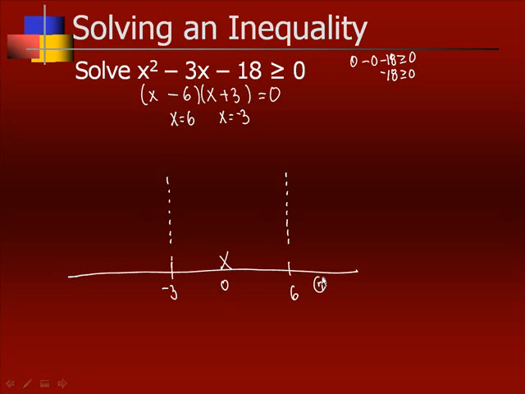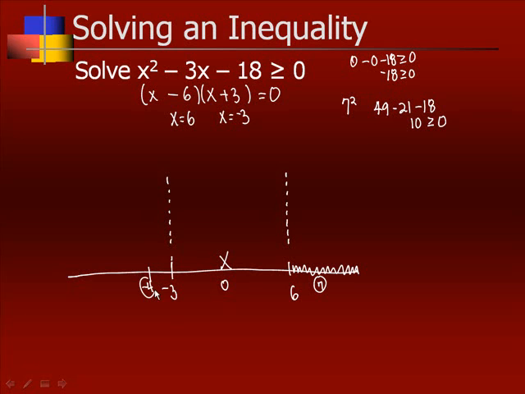Pick a number over here. Pick 7. Plug it back in. 7 squared is 49, minus 21, minus 18. That would give us 28 minus 18, which is 10. Is 10 greater than or equal to 0? Yeah, so that means we're going to shade this interval.